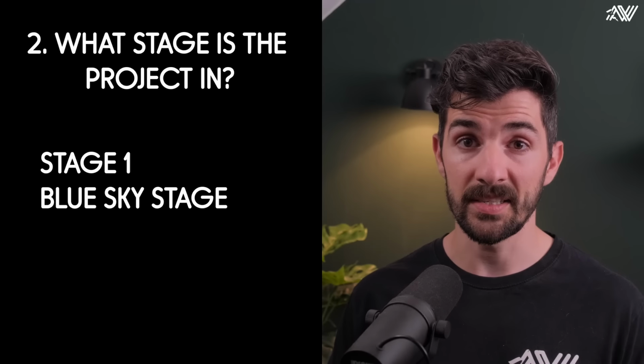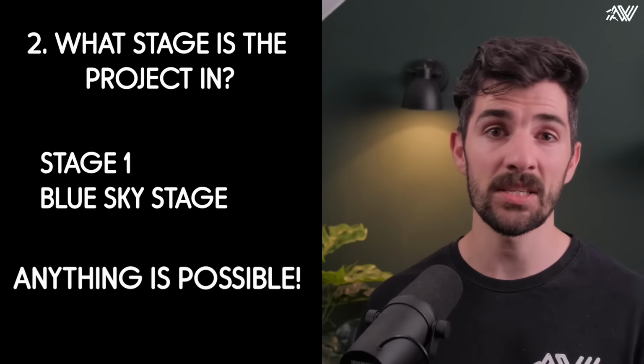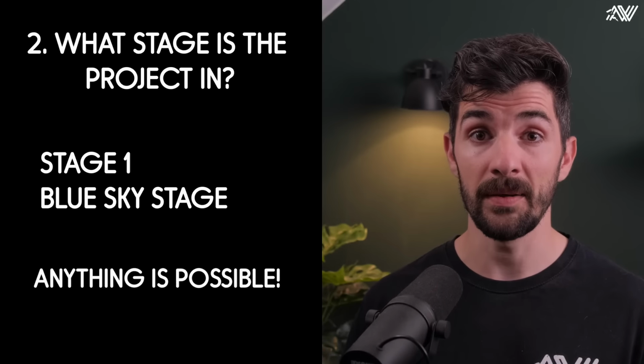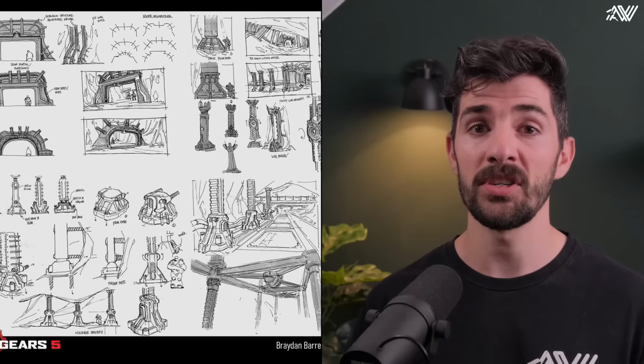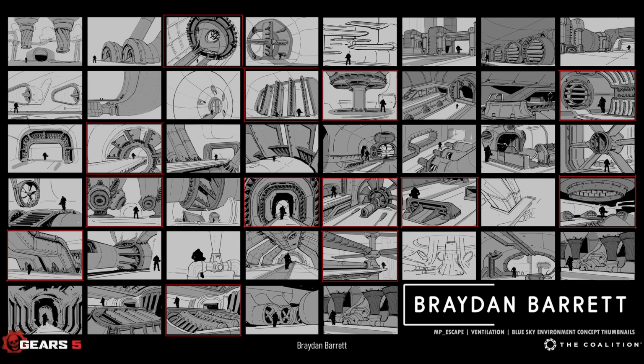We have the blue sky stage, the stage where anything is possible, hence the term blue sky. This is where the client has almost no idea of what the project looks like, or what it is, visually at least. And this means that at this stage, only a handful of artists are hired to solve these visual problems. Now, usually these artists are very experienced and very senior. The reason for this is that during this stage, you need artists that can almost do anything and they can do it efficiently and effectively.